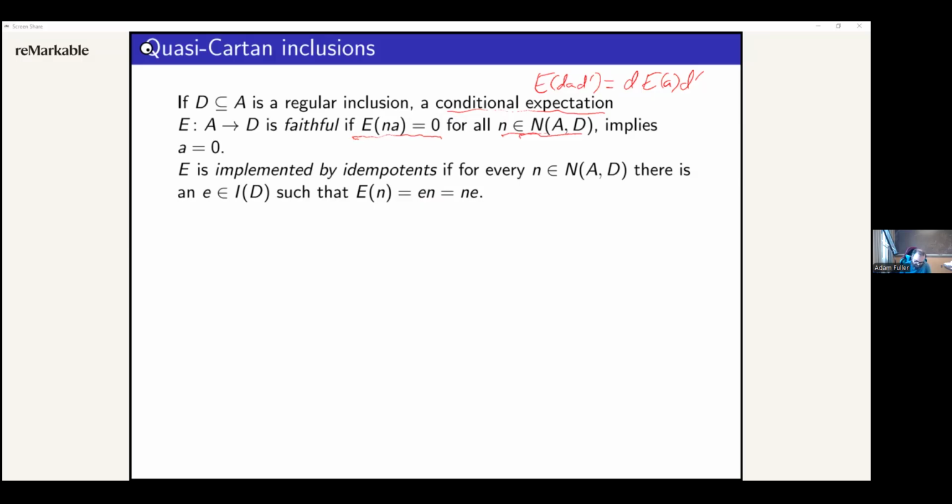Yeah, so some properties of the normalizer must be in play, right? Yes, I think that's happening because we can write A as a span of normalizers and then move things around. And then we say it's implemented by idempotence if it is really just a compression by projection. For each element, there is an E, so it's not the same projection always, but we can always write it this way.